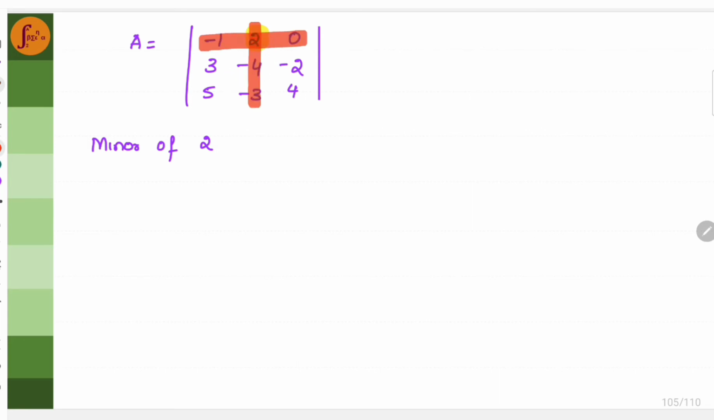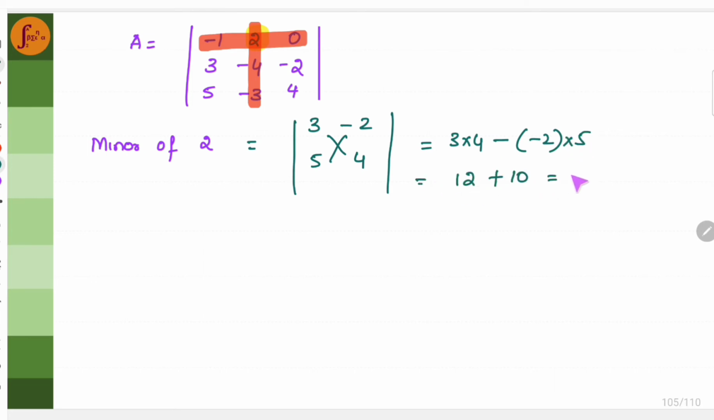So what are the elements you have? You have 3 minus 2. The elements you have are 3, minus 2, 5 and 4. So now we'll cross multiply: 3 into 4 minus 2 into 5, which is 12 plus 10, 22. 22 is the minor. Now what is the cofactor?